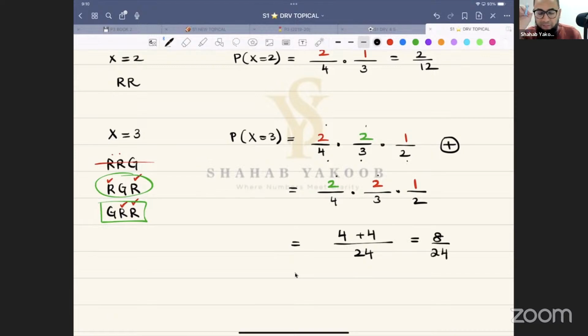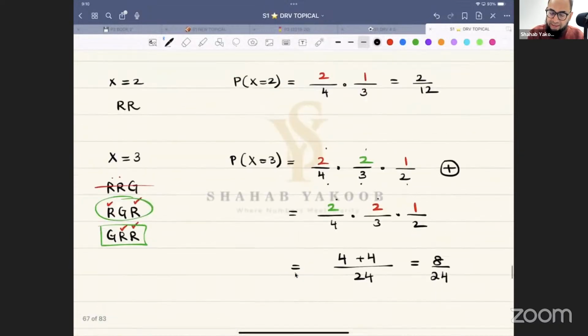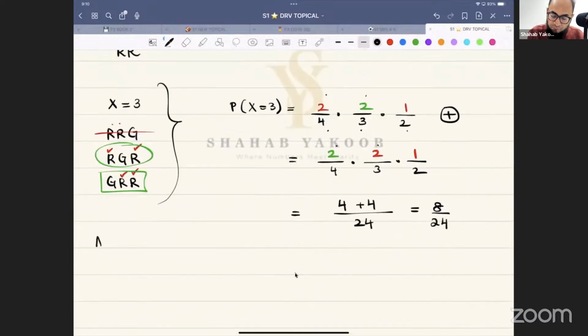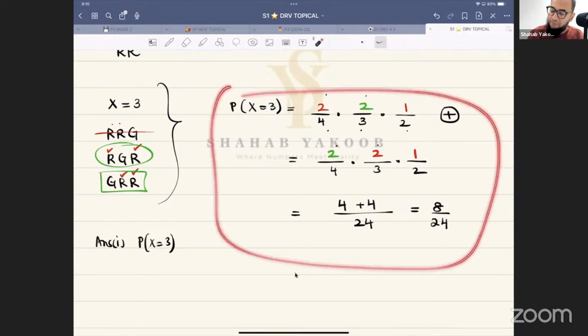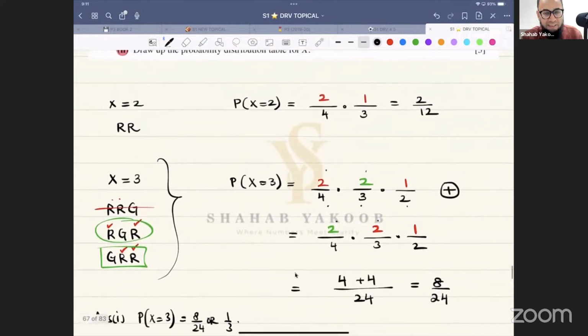Now wait a minute. They were asking this part: show that probability x is equal to 3 is 1/3. That is, they are helping us out. So yes, the answer of part 1 is probability x is equal to 3. That's right over here. That is this thing. Let me highlight it. This whole thing over here, that is 8 over 24, which simplifies to 1 over 3. So the first part is done and dusted.